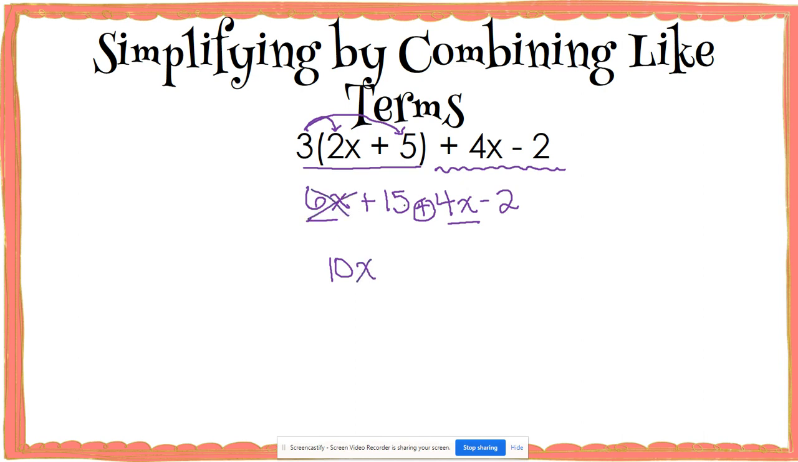So now I've combined 6x and 4x, and now I still have 15 and 2. They are both constants, so they are like terms. The subtraction sign in front of 2 tells me to subtract 15 minus 2, which gives me 13. Now that's a positive 13, so I would write plus 13. And my simplified expression would be 10x plus 13.